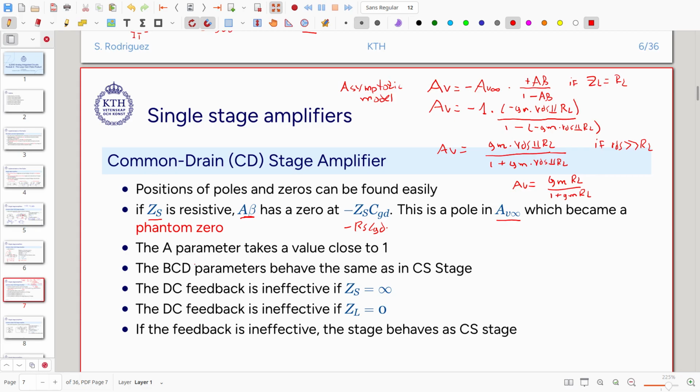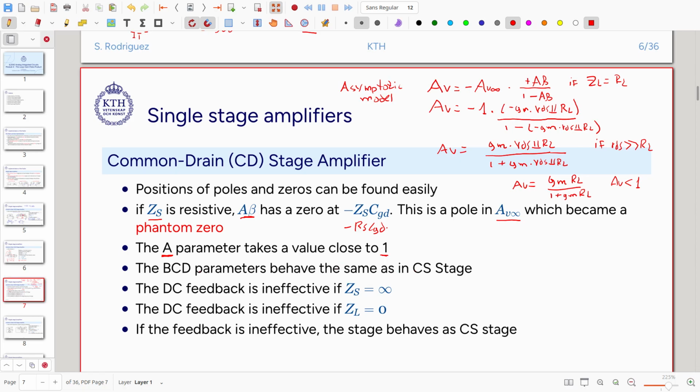Now, the only parameter that is set by the feedback is parameter A, which takes a value close to 1. So we can see here that this AB is always going to be smaller than 1, and for very large loop gains it is going to approach 1. So the A parameter takes a value close to 1. The other parameters are almost the same as in a common source stage. They have not been touched.